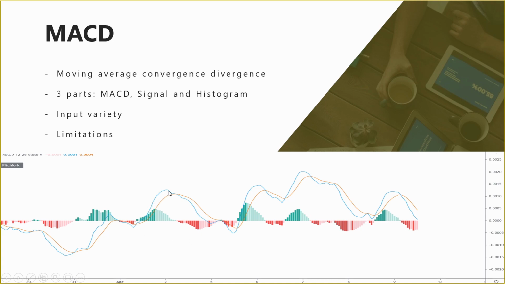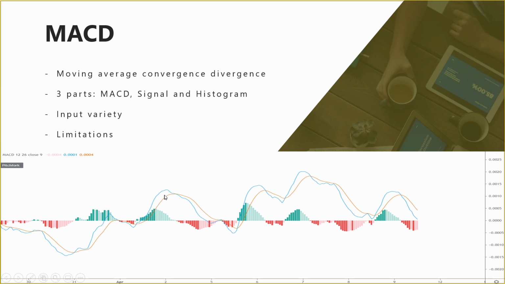The blue line is the MACD line, the first one. The orange line is the signal line, the second one, and this is the histogram. The histogram is basically the difference between these lines. So you can see that when they cross, the histogram is at 0.